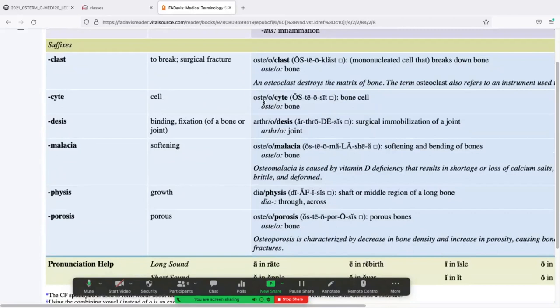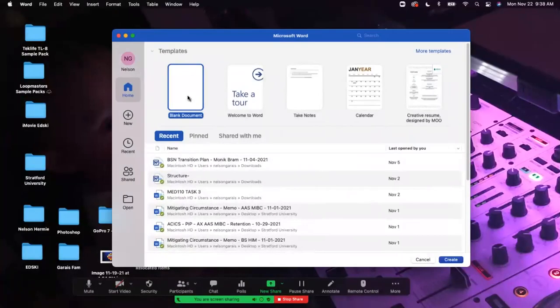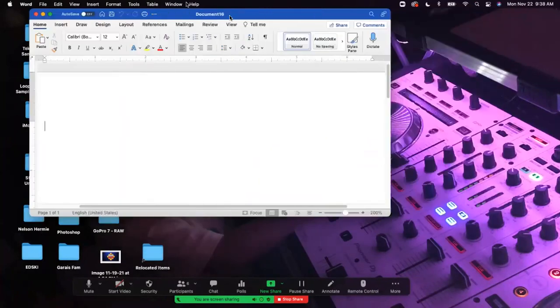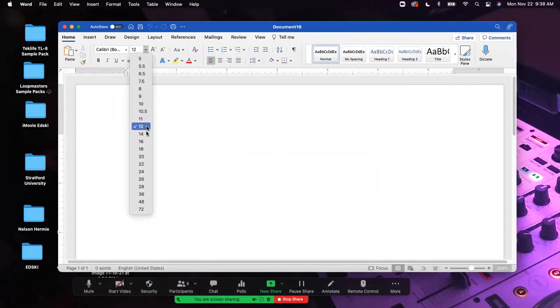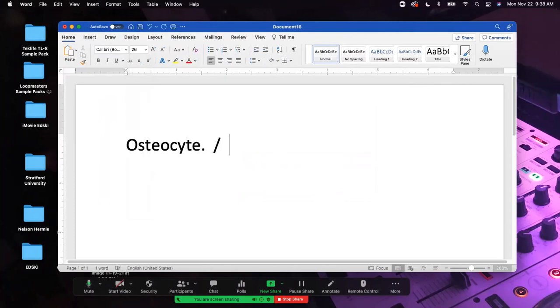Osteocyte, mature bone cell. Let's do the bone cells. So you have mature bone cell, osteocyte. Then you have the immature bone cell, that's osteoblast. And then you have the cell that breaks down bones, osteoclast. So osteocyte, mature cell. Osteoblast, immature bone cell. Osteoclast, think clash, think something breaking or breaking down.